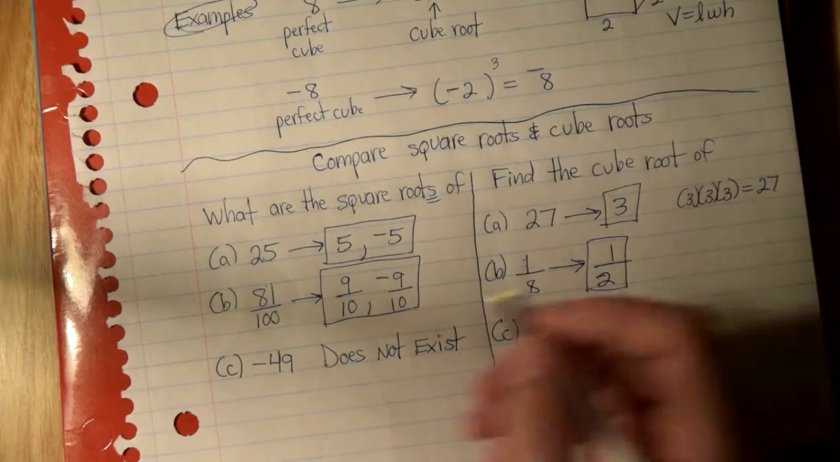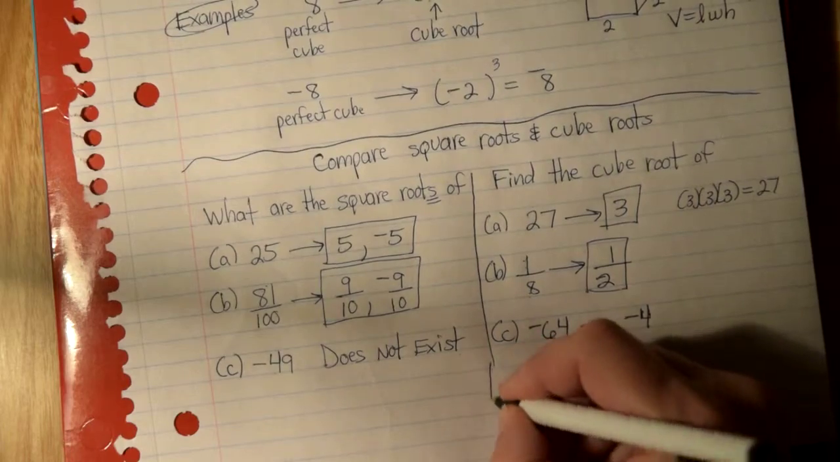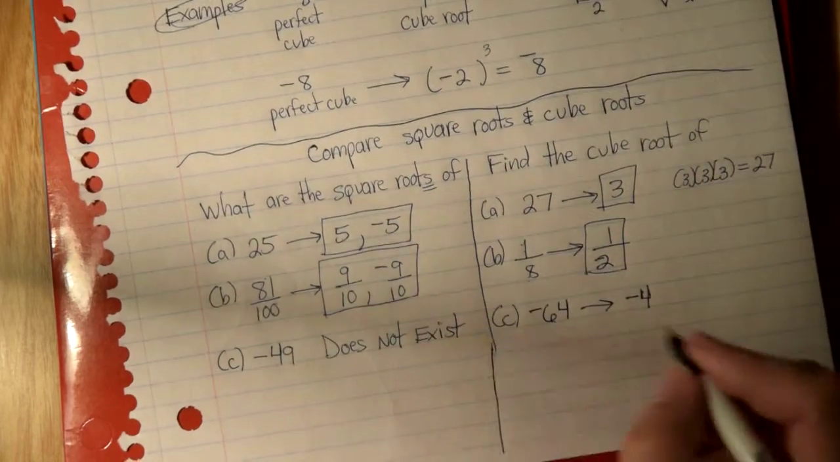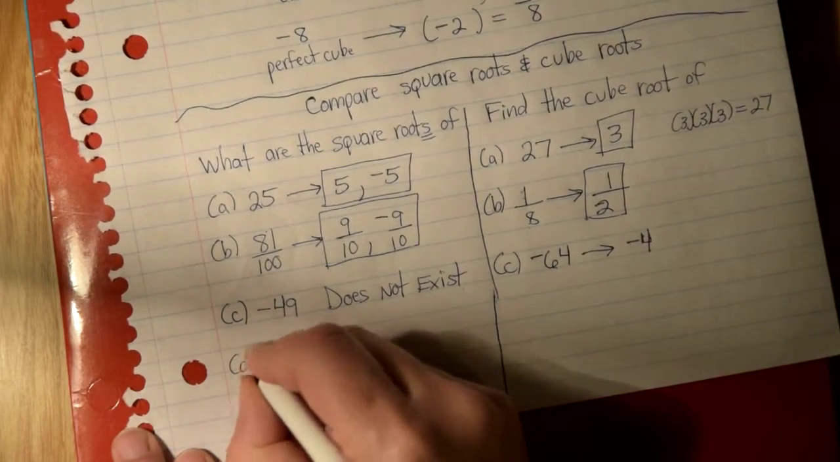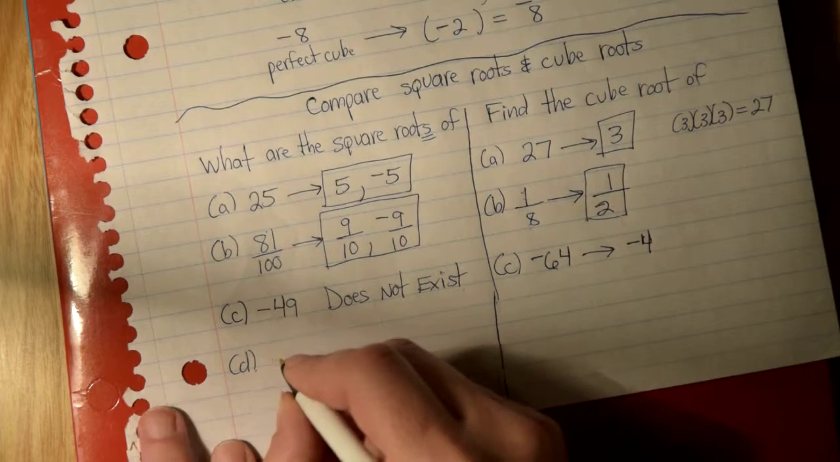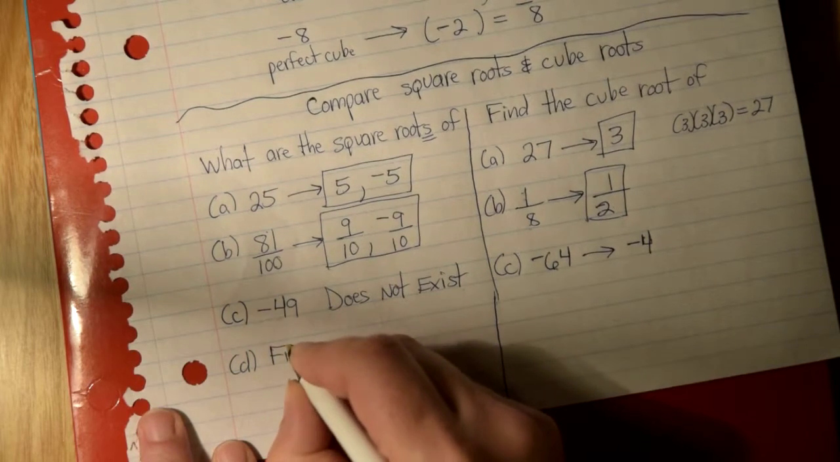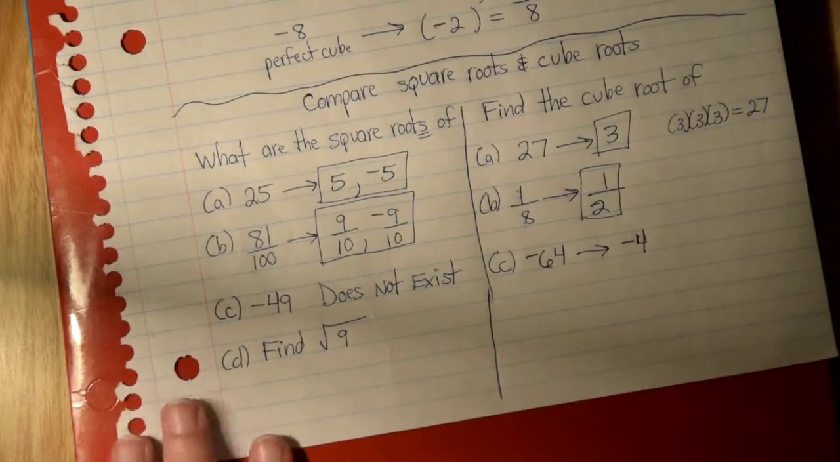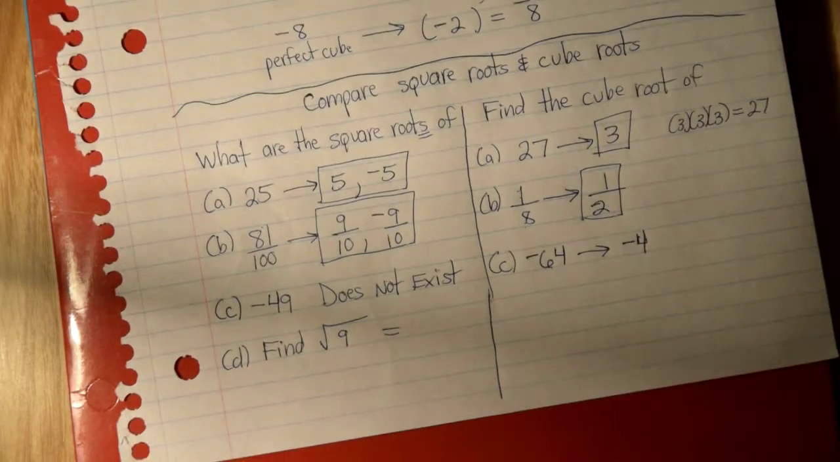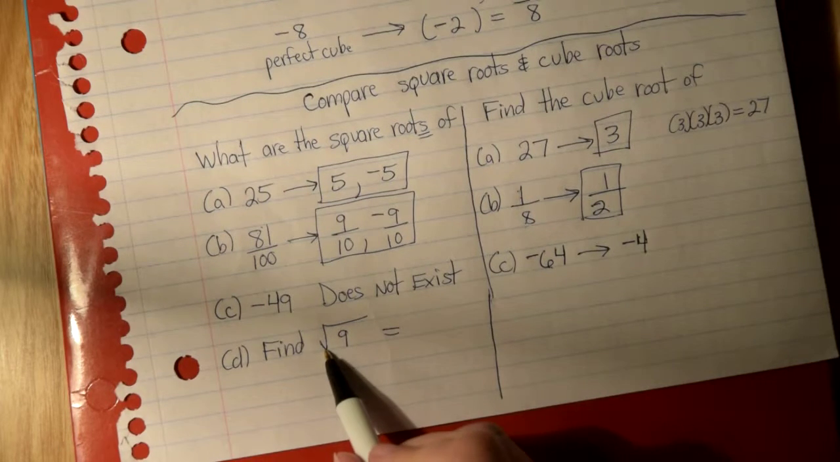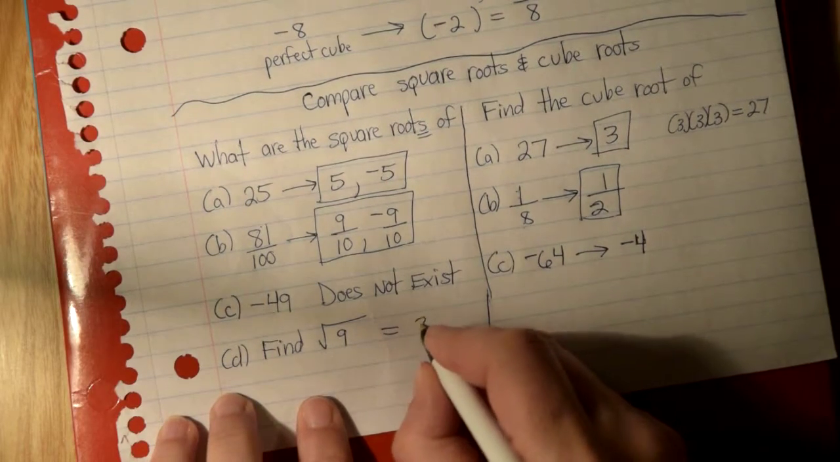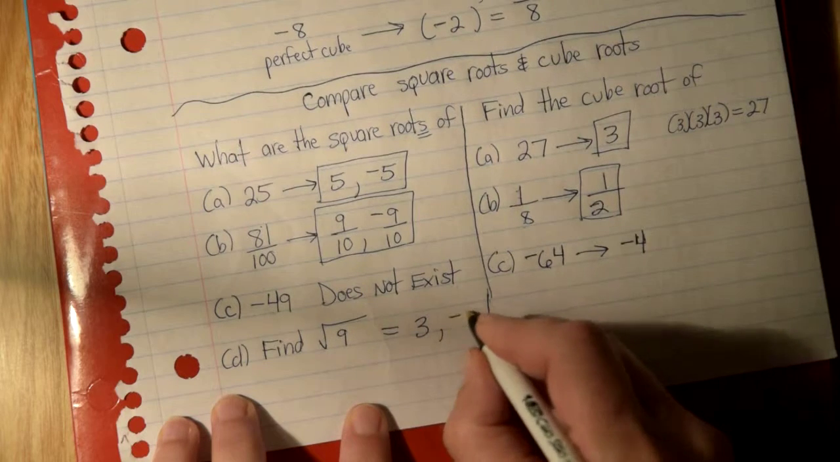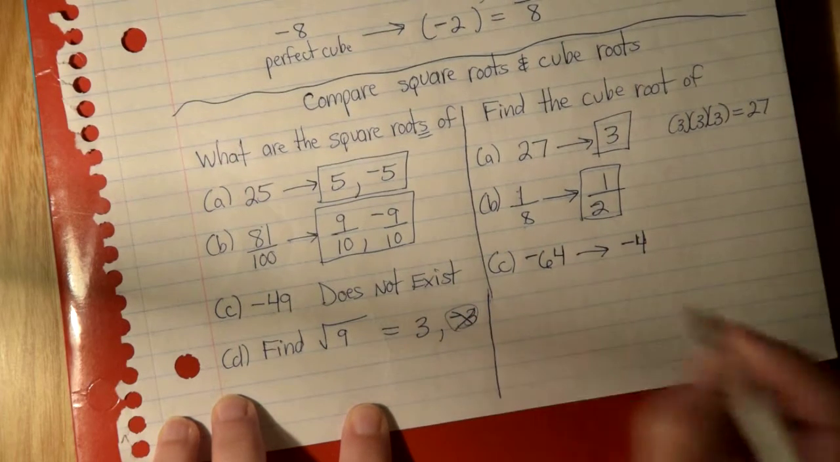And this one, I'm going to continue my chart here. On D, this is a different kind of problem. This would just say find, and then it uses the square root symbol. That symbol means the positive root only. So you would only say 3, not negative 3.